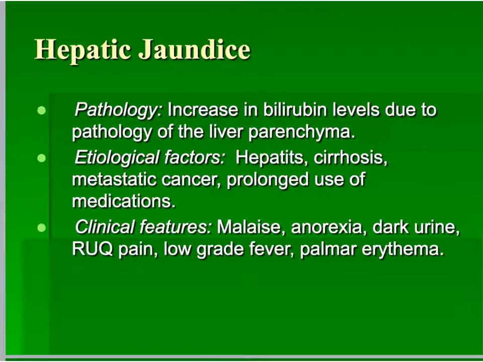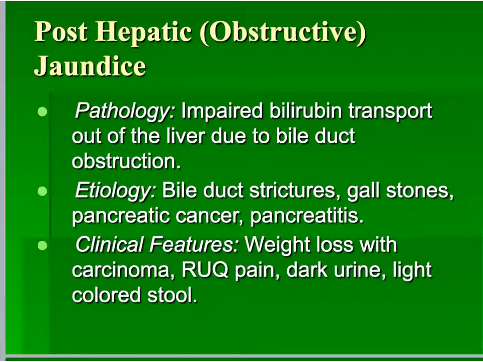Let's move to the third type of jaundice, which we call post-hepatic jaundice, which is what we call obstructive jaundice. Now, this is where we see impaired bilirubin transport out of the liver due to bile duct obstruction. So now the liver is taking that bilirubin, converting it to bile, but there is no way for that bile to get out of the liver, which bile is stored in the gallbladder, and then it goes to the intestines, and it is excreted in our feces.